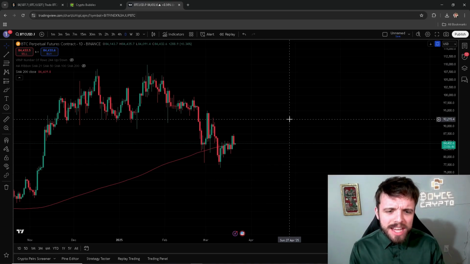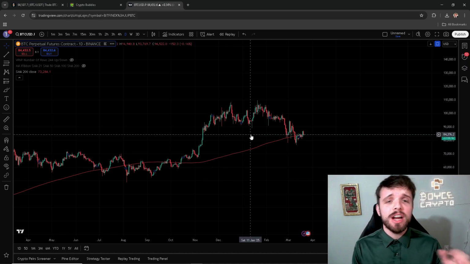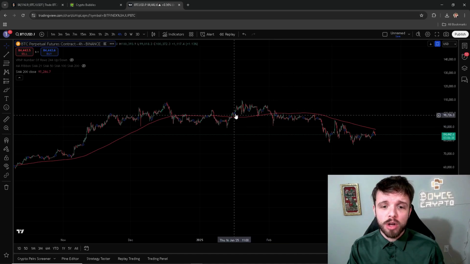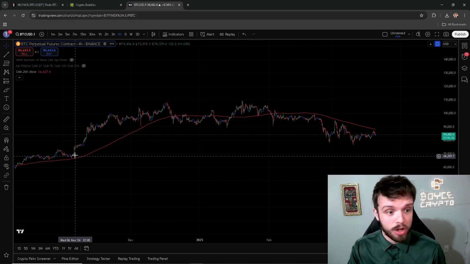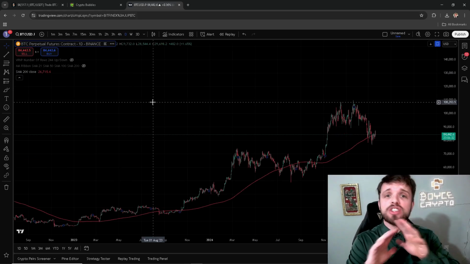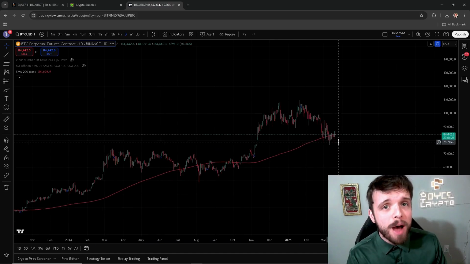Zooming on out here, you can tell once you're above the daily 200, you stay above the daily 200, and it works for all time frames, right? As we zoom out on the 4 hour, you get below, you stay below, you get above, you stay above. But for today, we're going to be looking at the daily. It works on all sorts of time frames. You're above and you stay above until you don't.